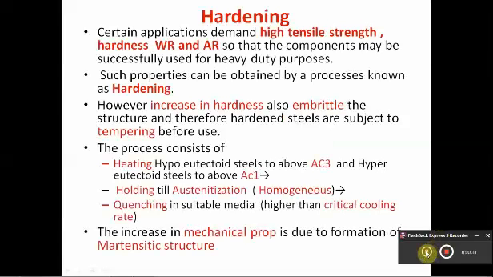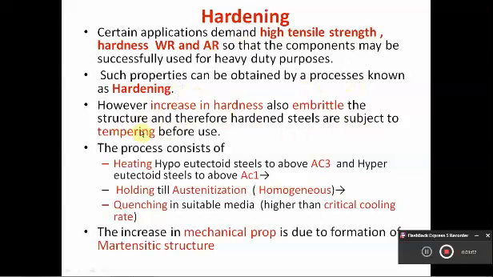There are certain applications that require high tensile strength, high hardness, wear resistance and abrasion resistance so that the component may be successfully used for heavy duty purposes, and that property can be achieved by adopting a hardening heat treatment. Such properties are obtained by a process called hardening. However, increasing hardness also increases brittleness, that is embrittlement of the structure, and therefore hardened steels are subjected to post-tempering operation before any further use.